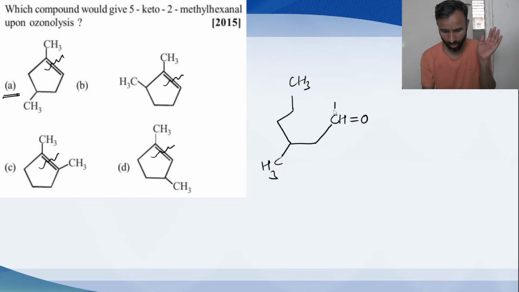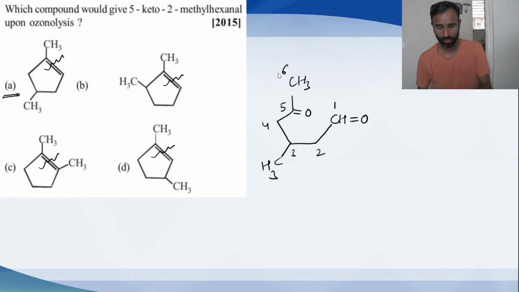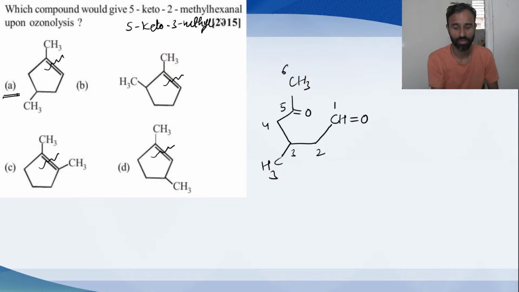So see, 1, 2, 3, 4, 5, and 6. So it is 5-keto 3-methyl. For A, it is 5-keto 3-methyl hexanal. But we need 5-keto 2-methyl. So 5-keto 2-methyl, I think D is the right option.